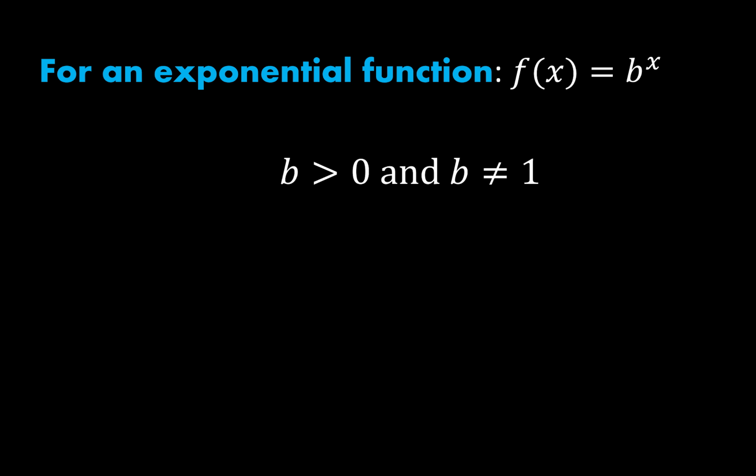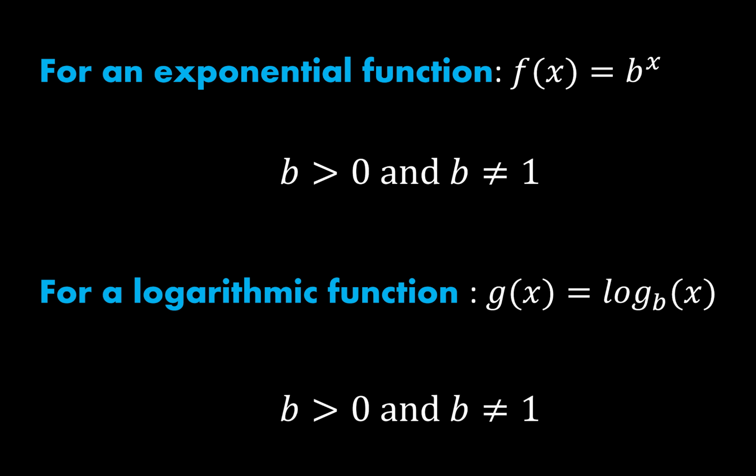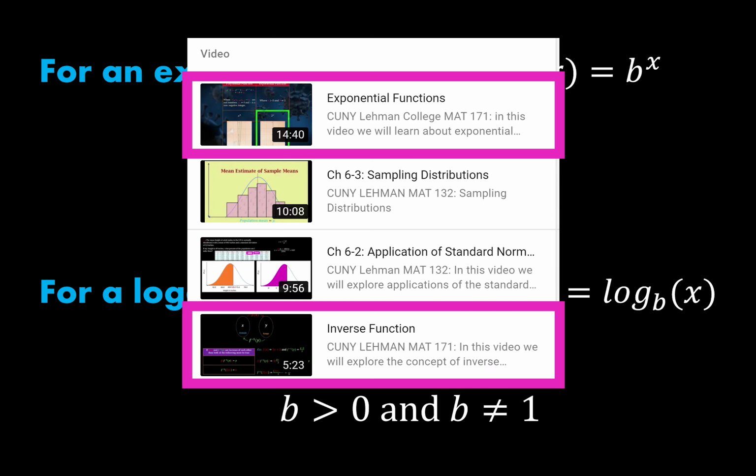Remember, an exponential function is always greater than 0 and not equal to 1. This means that the base of a logarithmic function must also be greater than 0 and not equal to 1. If you have forgotten this property of an exponential function, I recommend you revisiting these videos.